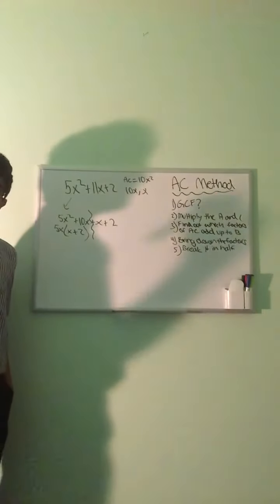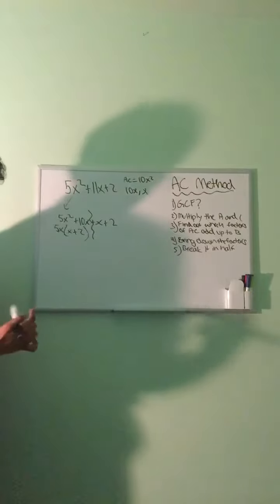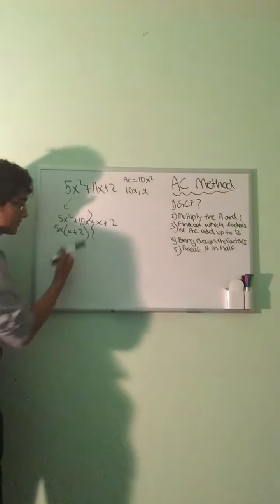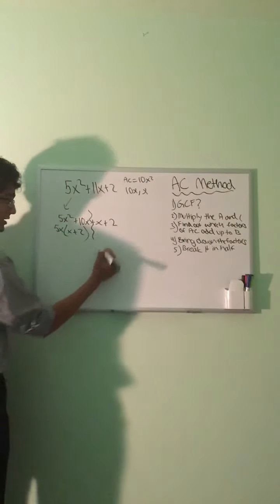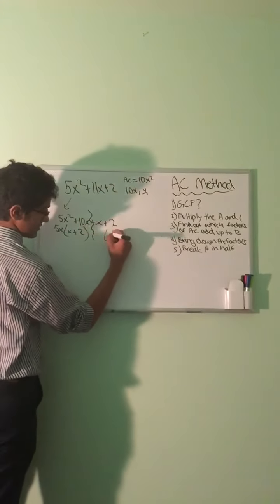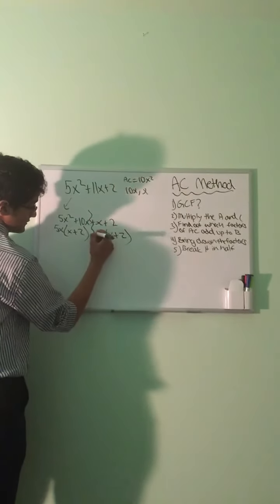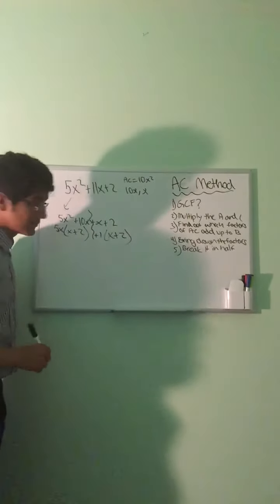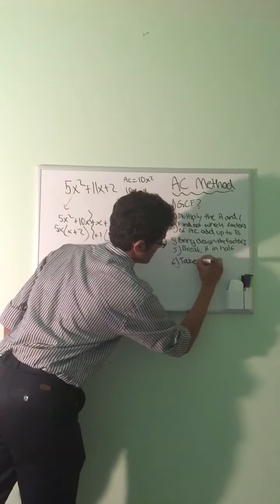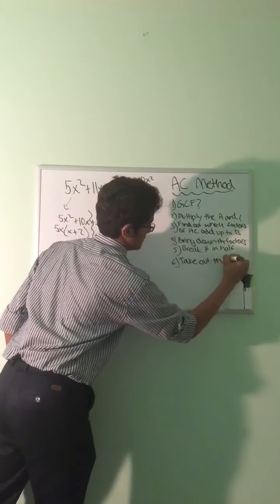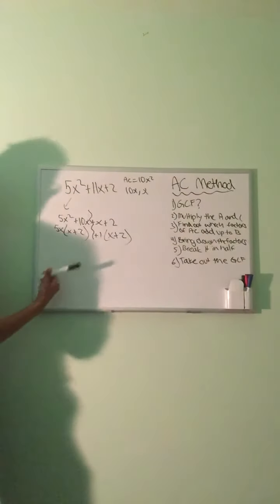But keep in mind that in the AC method, in this step, the binomials have to be the exact same. Okay, so since we have x plus 2 over here, and the binomials have to be the exact same, there has to be an x plus 2 over here. And the only way you'll get an x plus 2 here is if you take out plus 1 as a GCF. So the next step is to take out the GCF.